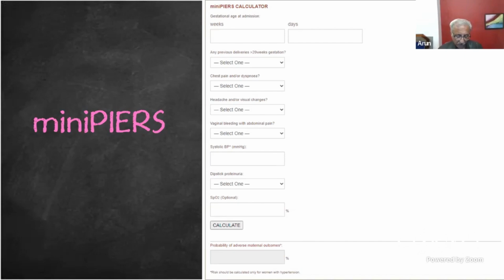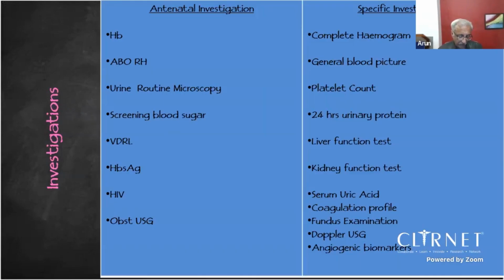So what investigations do you do, ma'am? Urine routine, then blood sugar screening, VDRL, all these things. Obstetric ultrasound is done. Specific investigations are complete hemogram, general blood picture, platelet count, 24-hour urine protein, liver function test, kidney function test, serum uric acid, coagulation profile, fundus examination, Doppler ultrasonography, and angiogenic biomarkers if possible.